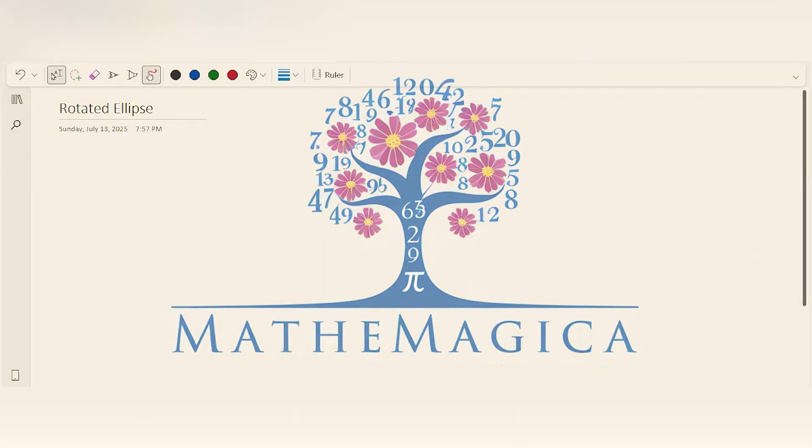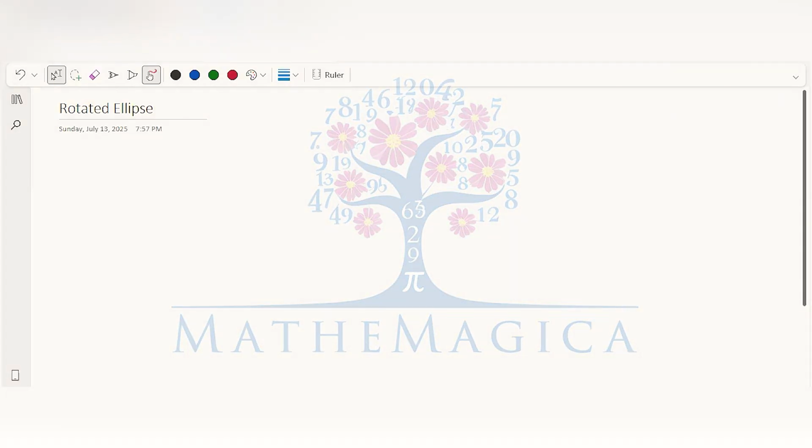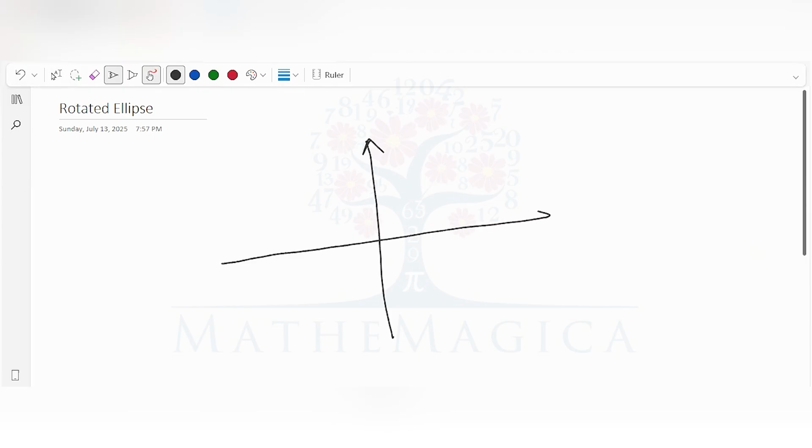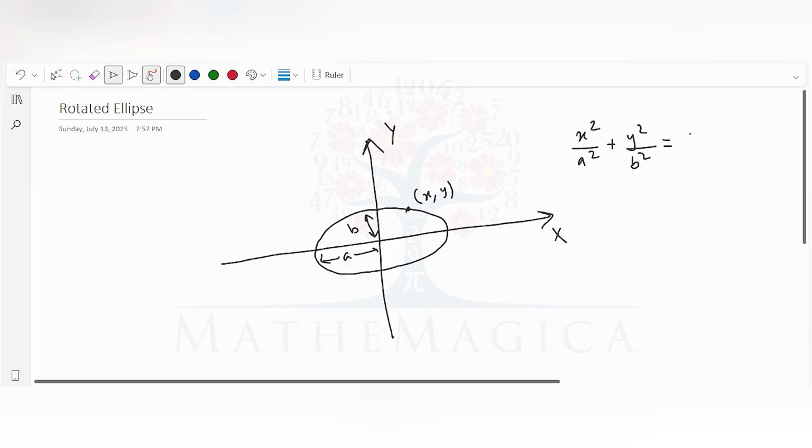Today we'll be discussing the equation of a rotated ellipse. As we all know, when we are talking about an origin-centered ellipse on the xy plane, this is the ellipse, this is my xy plane, this is a, this is b, and there is a point, let's say x comma y. So we can write the equation of this ellipse on the xy plane as x squared by a squared plus y squared by b squared equal to 1.